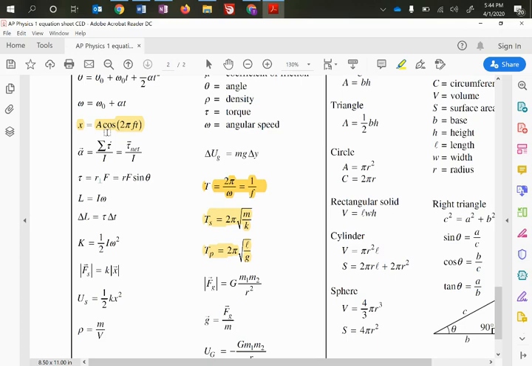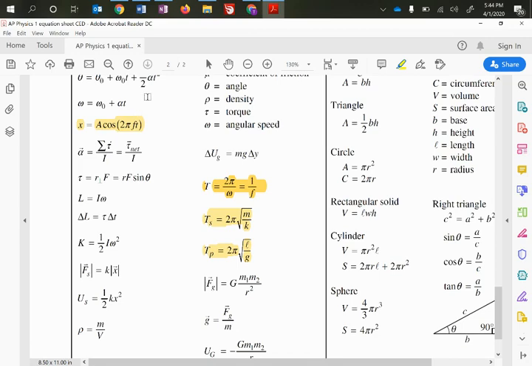It doesn't really matter which. It just depends on where you start your motion, either at its maximum displacement or its zero displacement. That will determine if it's sine or cosine. And the cosine of 2 pi frequency times t.